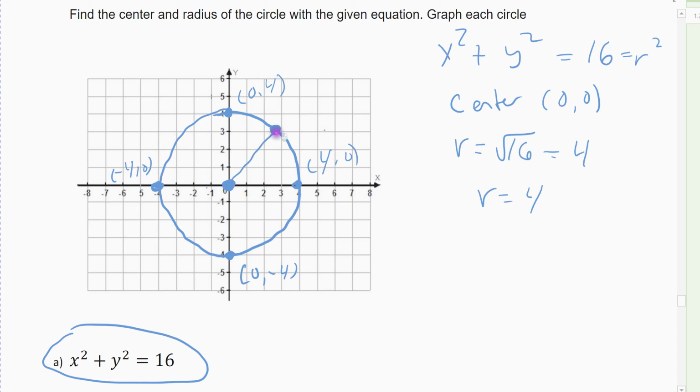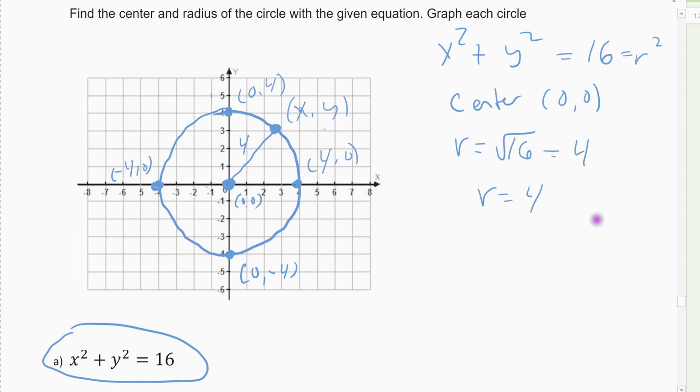I pick any point on this curve. My distance, actually I know what that is, it's 4 units from my center (0, 0). That will put me at my xy value. All right, pick any xy value on this circle, and it's 4 units from the center.